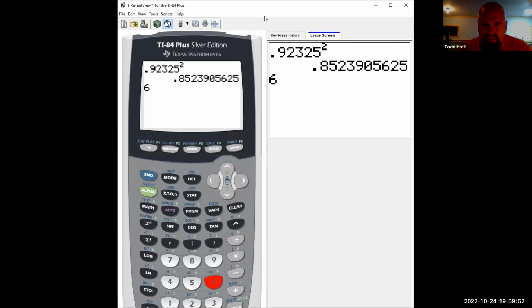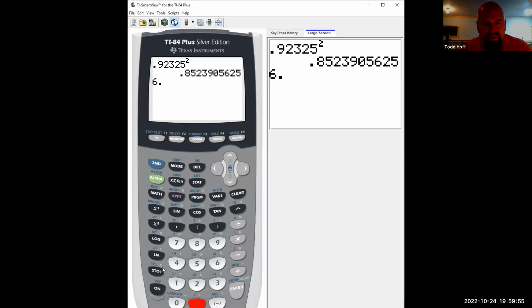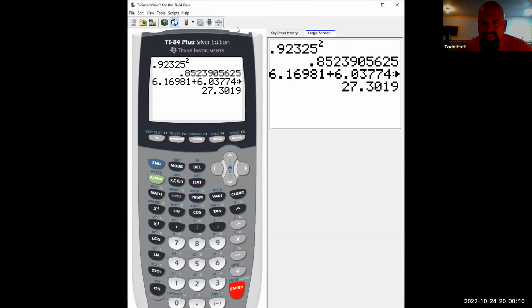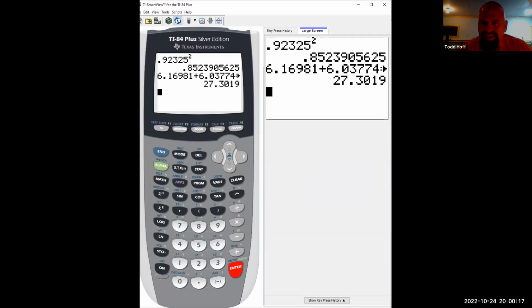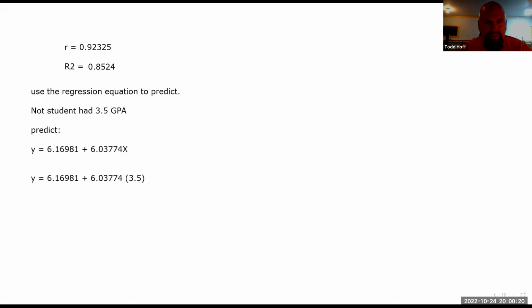So 6.16981 plus 6.03774 times 3.5. It gives me 27.3. So 27.30 is what it is predicting would be the ACT score for somebody if they had a GPA of 3.5. Well, sometimes we want to predict with values that we do have, and this creates something called a residual.